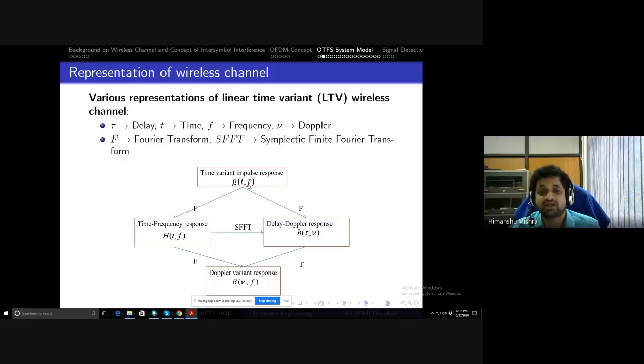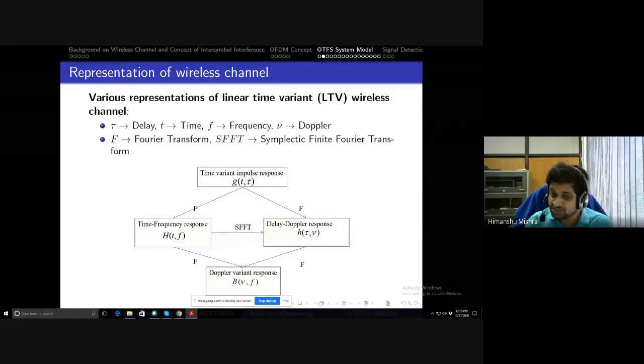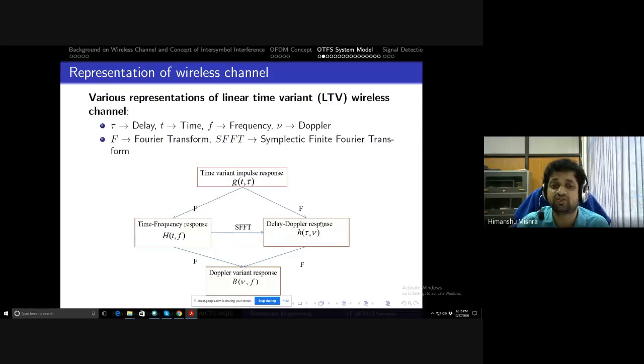The channel can be represented in time delay, or delay time. This is generally how we represent the channel: the time variant impulse response. Its Fourier transform gives you the frequency response, the time frequency response, that is, at each frequency and each time. Another representation is the delay Doppler representation. What do you mean by delay Doppler? Each channel path is associated with a delay and with a Doppler. So the channel can also be represented in the format of delay and Doppler. Another format is the Doppler and frequency.